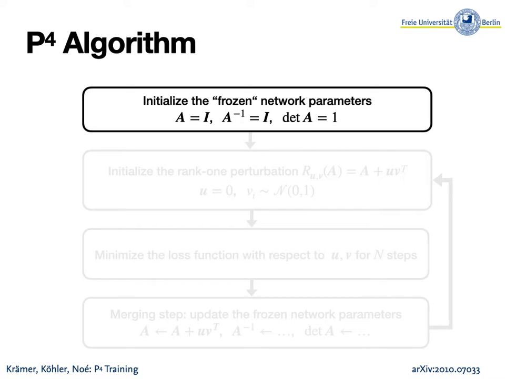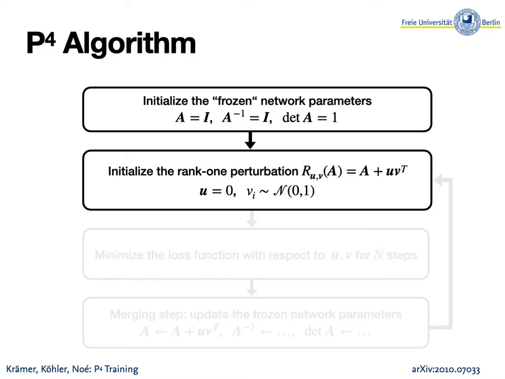Now, let's put this into practice. We first initialize our linear layer with a matrix for which we know the inverse and determinant, but we will freeze this matrix for the optimizer. Then we initialize the rank 1 perturbation as the identity. We can do this by setting one of the vectors to 0 and randomizing the other one.